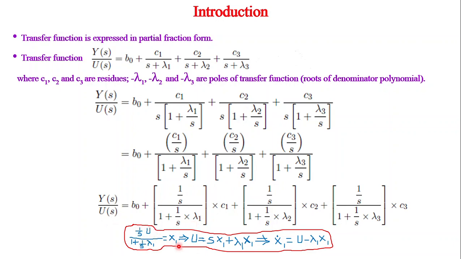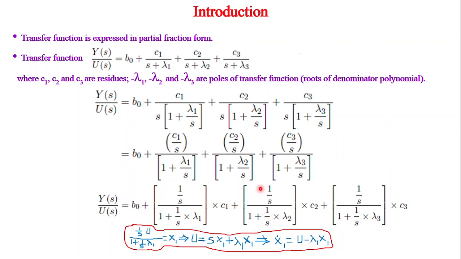So here, how can we write this? If we multiply both numerator and denominator by S, U by S plus lambda 1. Therefore, U by S plus lambda 1 equal to x1. Therefore, U is equal to, cross multiplication, S x1 plus lambda 1 x1. So S plus lambda 1 x1 equal to U. So U equal to S x1 plus lambda 1 x1. Therefore, what is S x1? S means differentiation. So x1 dot. So what is x1 dot? You bring this to the left hand side: U minus lambda 1 x1.